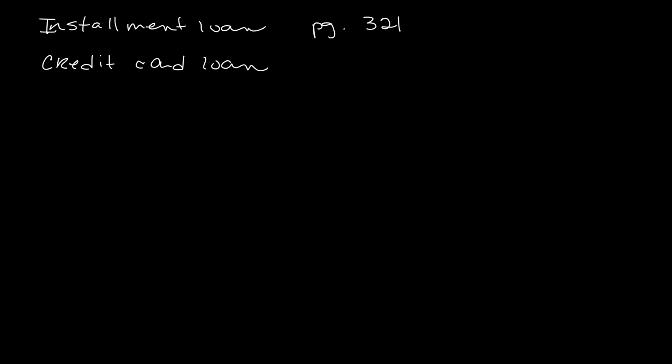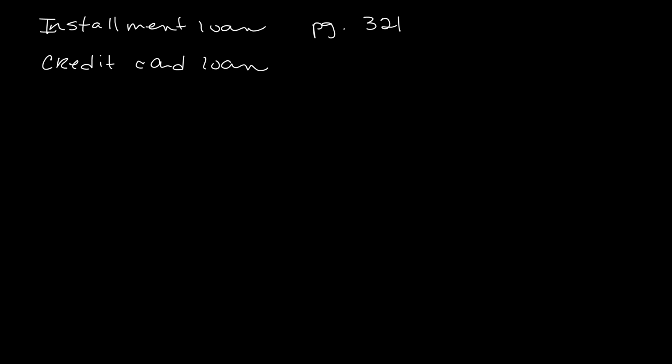For this section, we start on page 321, and we're going to need to look at some definitions to get you started. So we'll go slow, and you'll probably have several videos for this one. So the first thing that we look at is on page 321, and it's an installment loan.